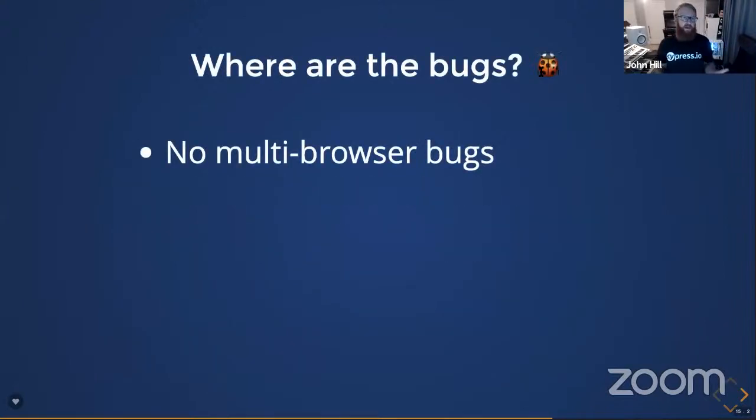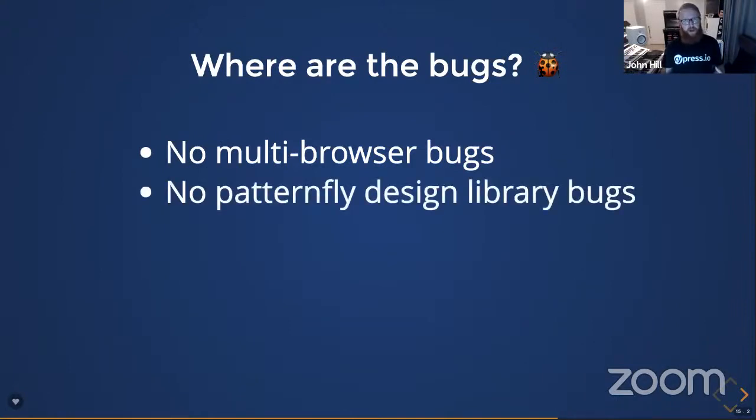Well, we didn't really find any multi-browser bugs. So we labored and honestly wasted a lot of time worrying about the lack of Chrome because the bugs themselves haven't come. And I think that's actually less to do with Cypress, but the quality of the dev team. And honestly, I think in 2021, with modern React tooling and everything, it's less of an issue. And there were no PatternFly design library bugs. So we had this as a massive source of risk and they just never came.